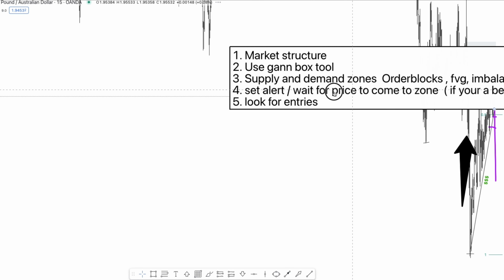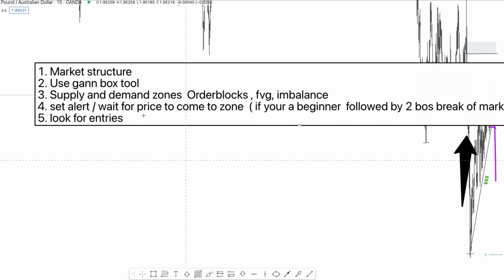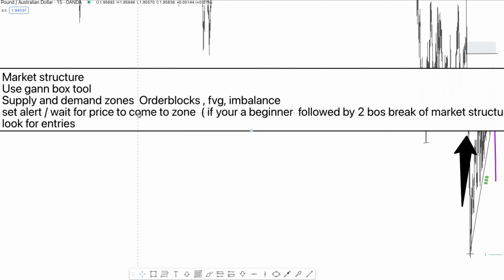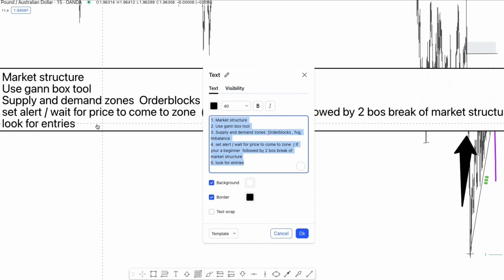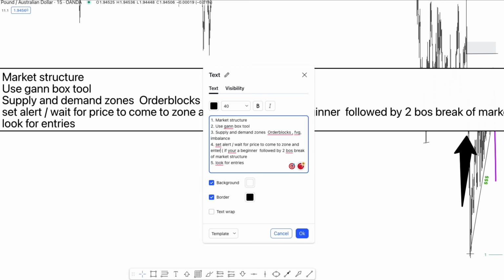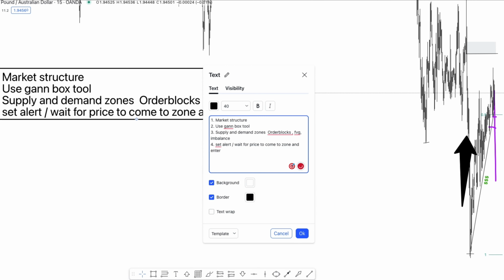But if you're not a beginner and you want to know the steps, I'll write that. But first, beginners watching this video, screenshot this or pause it, because I'm about to change it. Okay, so if you're not a beginner, here's what you're going to do. You're going to set an alert, wait for price to come to the zone, and enter. You're going to enter off of that zone without waiting for confirmation, because you have more experience.